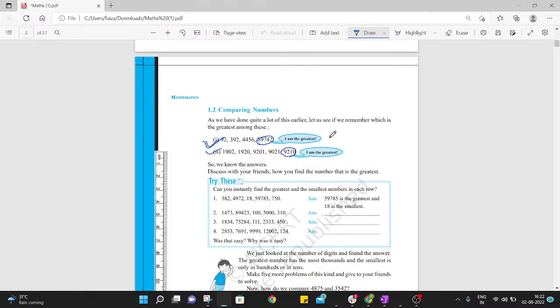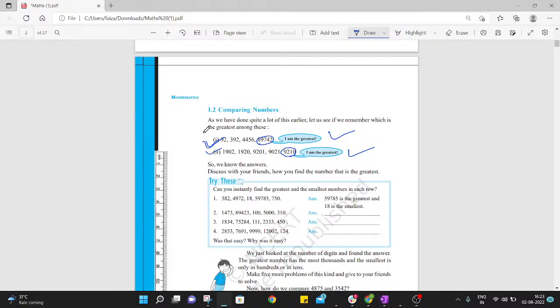I am giving you 30 seconds for this one, and 30 seconds for this one. You have to tell me whether the numbers that I have circled are actually the greatest of them all or not. I am waiting for your comments. Please comment it down. Okay, I think you must have commented by now.